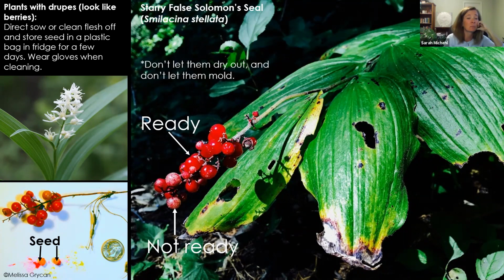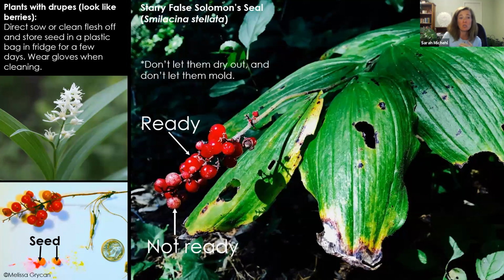And down in the bottom left, you can see what the actual seed itself looks like. All right. When you just rub it up hard and remove that fleshy surround, it's just this little yellow seed. It's a hard yellow seed in there. Now, any seed that has this fleshy surround, we recommend that you direct sow it. That just means that you literally fling it out wherever you want it to grow right away.